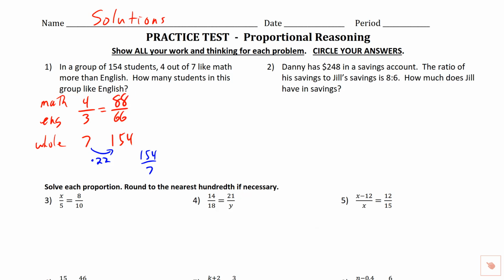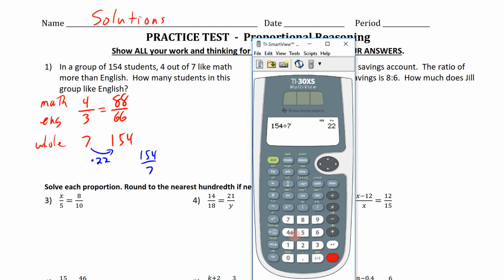So again, just to double check those, always a good idea. If I do 4 times 22, we end up with 88, and 3 times 22, we end up with 66. And if we add the two of those together, let's do 88 plus 66. This is our double check. We did end up with 154.